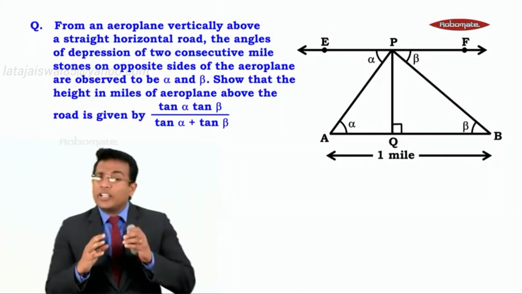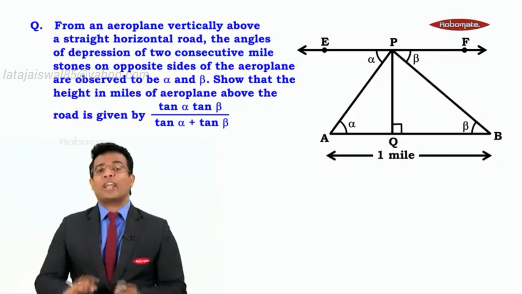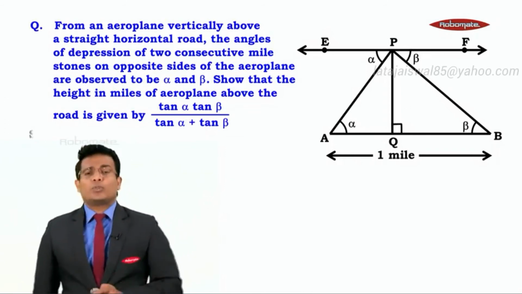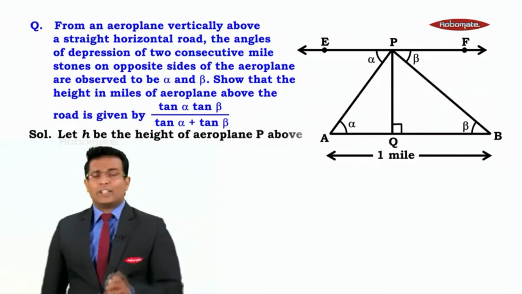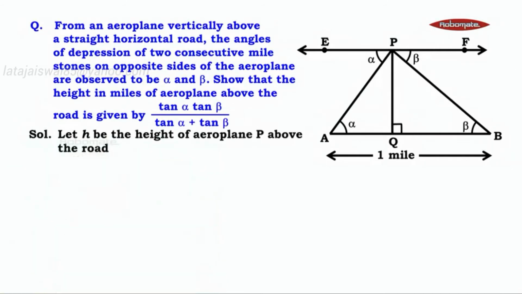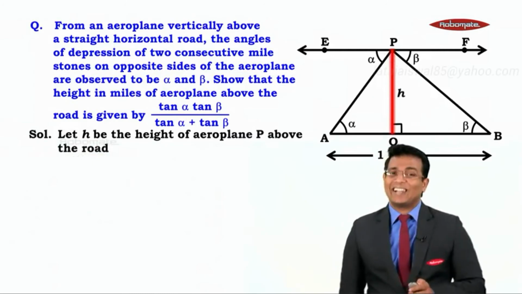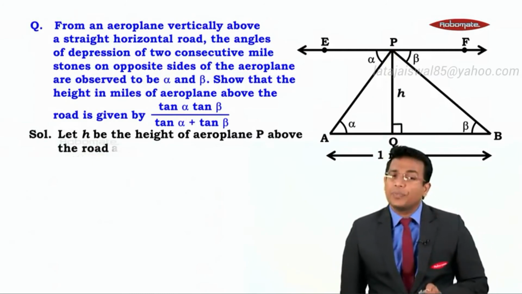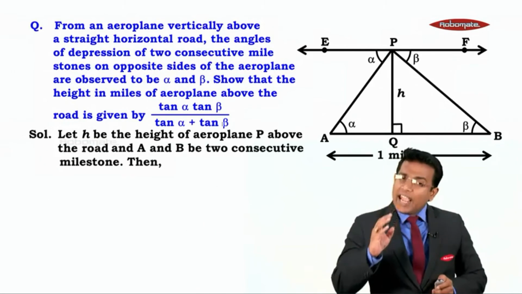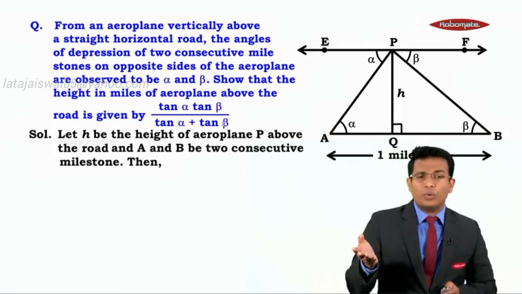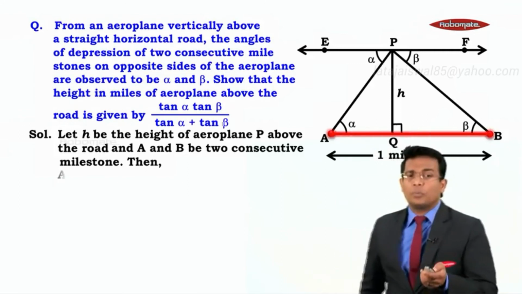Based on this, we have to solve and get h equal to tan alpha into tan beta upon tan alpha plus tan beta. Let's do this now. It's going to be very easy, very interesting. First of all, we have denoted the height of the aeroplane P above the road to be h. A and B are the two consecutive milestones, and since they are consecutive milestones, AB is going to be 1 mile.